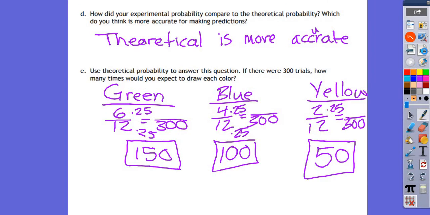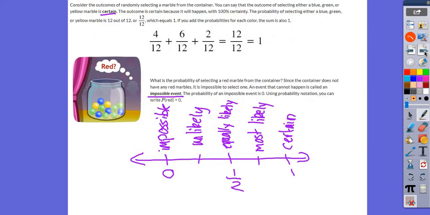Unlikely. What is that close to here? Unlikely to happen. And then my last one, what was it? 1/6? Yeah, unlikely. So nothing can be impossible unless it's 0. So it's still going to be considered what? Unlikely. Only 0 can be impossible and only 1 can be certain because it's 100%.